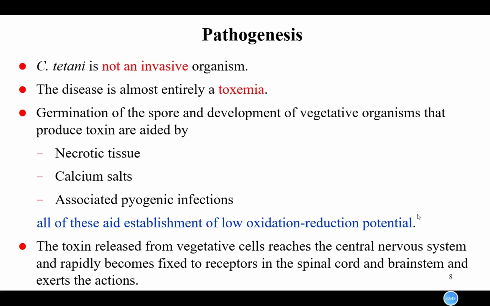Okay. And now we know that this bacterial tetanus is not invasive, so it does not spread in our body. It does not invade into the cell. And the disease is almost entirely due to the production of toxin, including toxemia. The toxin can also get into the bloodstream, which is also mentioned in the video.